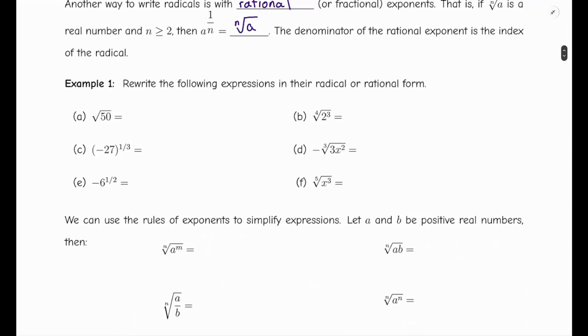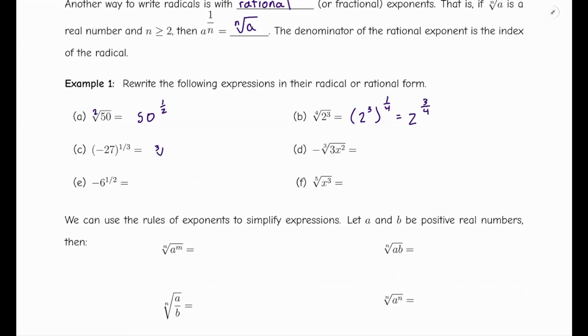Example 1. Rewrite the following expressions in their radical or rational form. The square root of 50, remember the index is a 2 if it's not written, so this is 50 to the 1/2 power. The fourth root of 2 cubed will become 2 cubed to the 1/4 power, but then a power to a power we multiply, and 3 times 1/4 is 3/4.